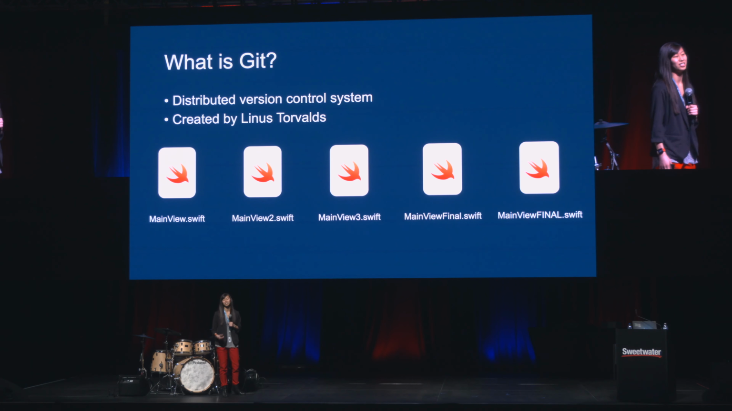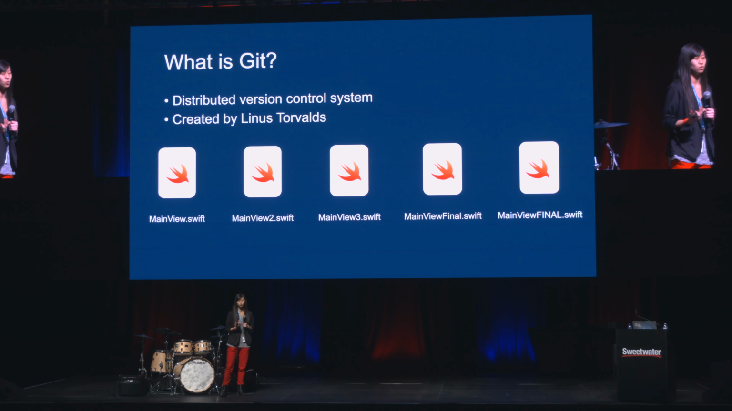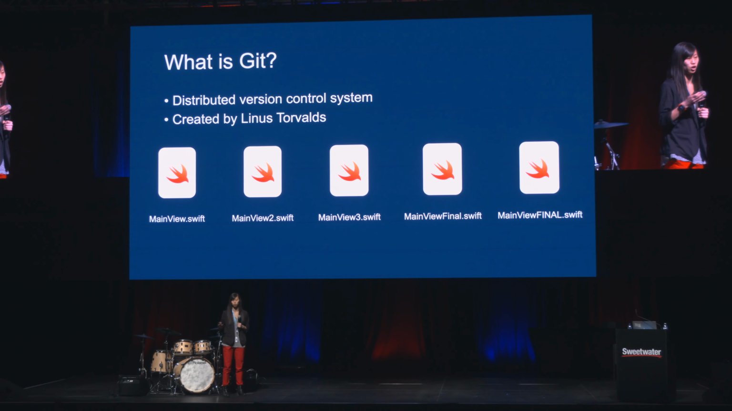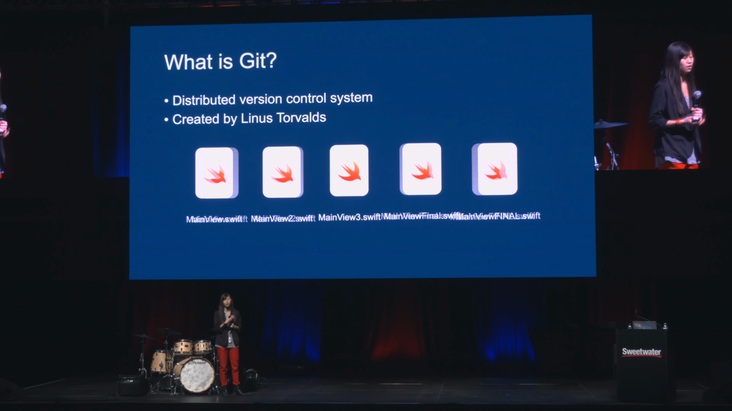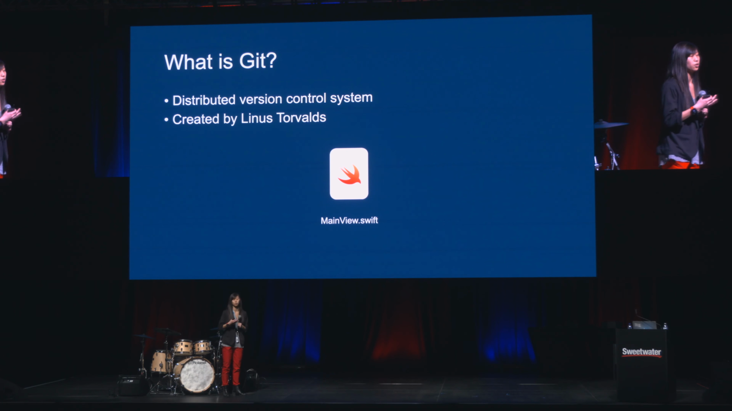So what Git does is it helps you keep track of all of these different versions of your file. Because you can't have 4 or 5 different copies of a single file. When you're programming, you'll be changing multiple files at a time. So what Git does is track your different versions. So you don't have copies of all these files anymore, and all you have is your single main view file. And you can see the differences throughout the different versions.